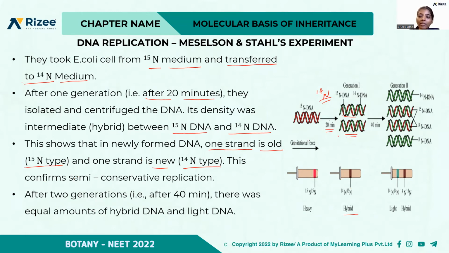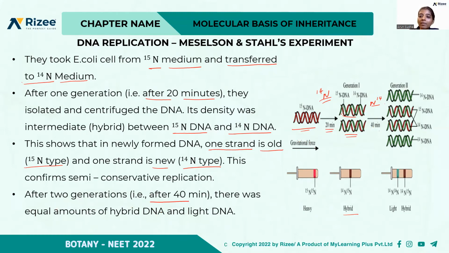So you have to be clear with this experiment, because there may be some problem-oriented questions on the basis of this experiment. After 2 generations, that is after 40 minutes, there was equal amount of hybrid DNA and light DNA. Again, they are giving N14 medium only. Initially it was all N15, and here N14, so they observed after 40 minutes, this is generation 2.